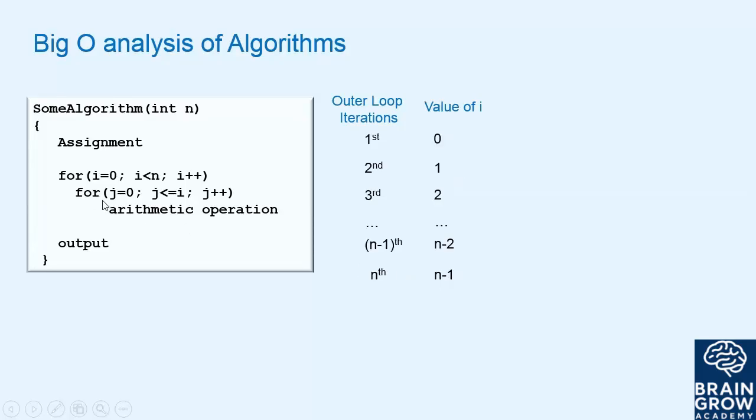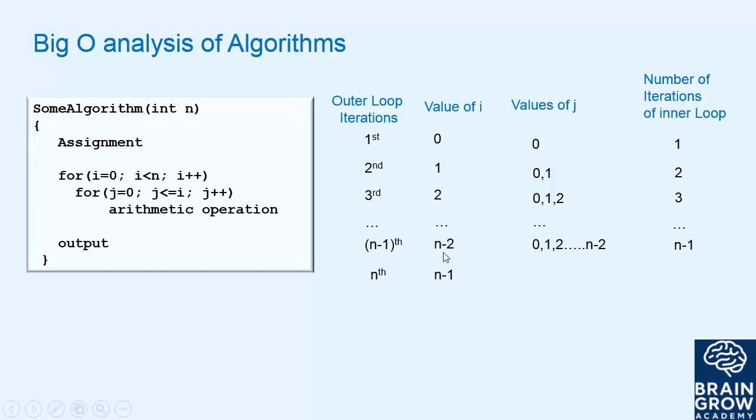The number of iterations of this inner loop will depend on the value of i. To count the iterations of this inner loop, let's see what values this variable j will take. In first iteration of this outer loop, j will take only one value, which is 0. So there will be only one iteration of the inner loop. In second iteration, j will take two values, 0 and 1. So there will be two iterations of the inner loop. In third iteration, j will take three values, and so there will be three iterations of the inner loop. In second last iteration, i is n minus 2.